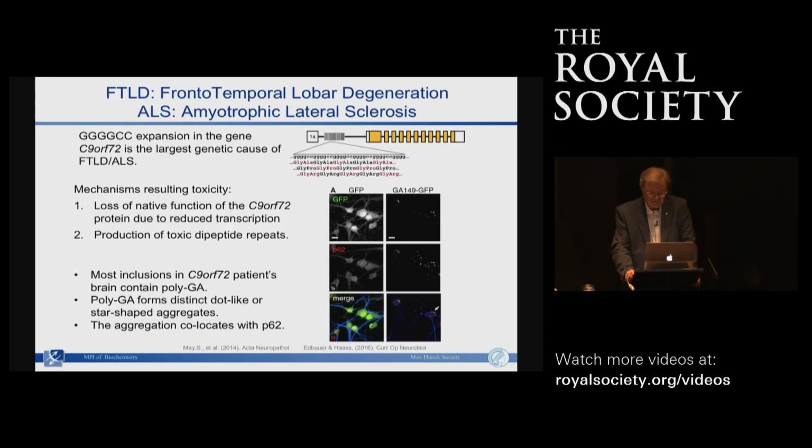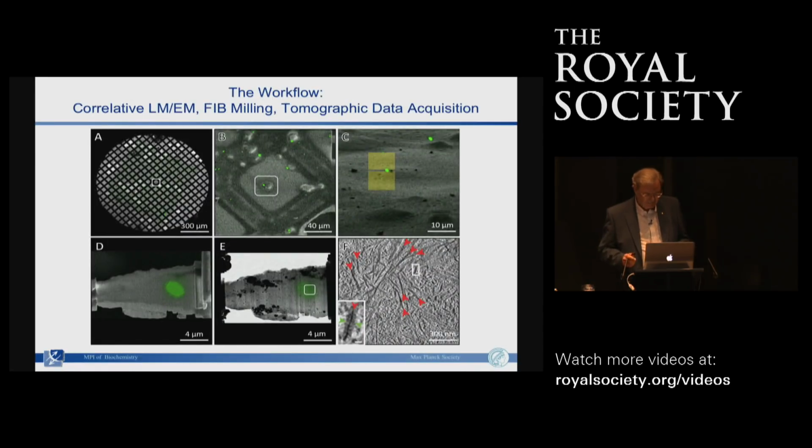So we have used a model system that recapitulates these features, and indeed it forms aggregates which are reminiscent of the disease aggregates. Now, that is the workflow again, but shown in a different way. We grow the neurons here on the grid. We select a cell that, according to the GFP signal, contains the aggregate. Then we can very precisely target that in the focused ion beam, and we can control that here in the lamella.